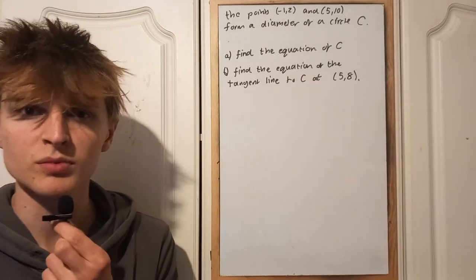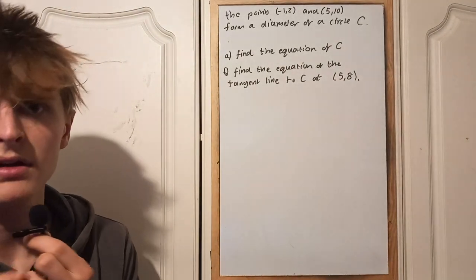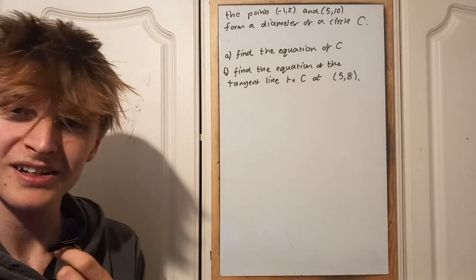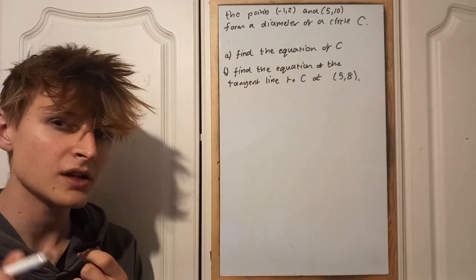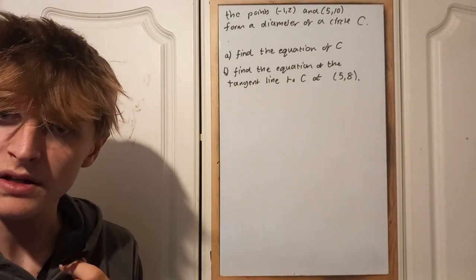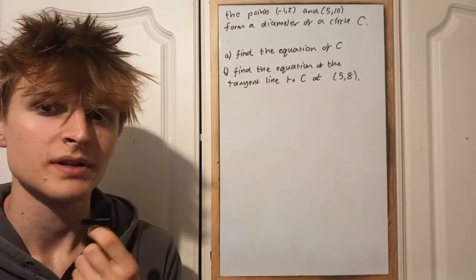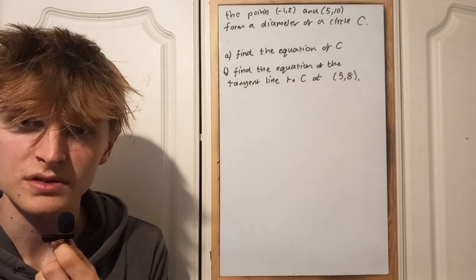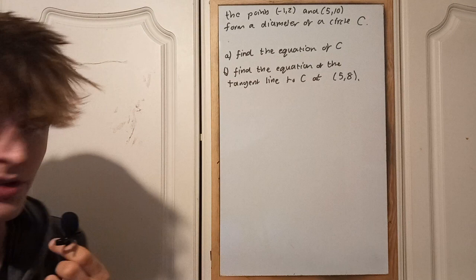Okay, so this problem goes like this. The points (-1, 2) and (5, 10) form the diameter of a circle C, and our first task is to find the equation of circle C in the xy plane. As you'll recall, to find the equation of a circle, we're going to need its center point and its radius. So, how are we going to get its center point and how are we going to get its radius? Well, here's a nice trick we can use. We know that these two points form a diameter of the circle, so their midpoint should be the center of the circle.